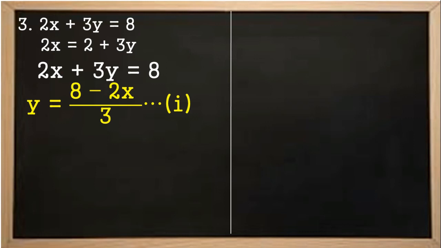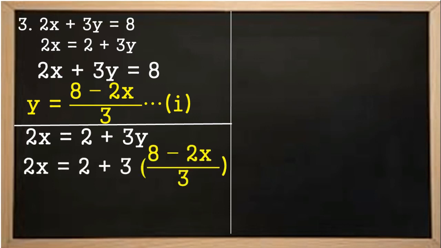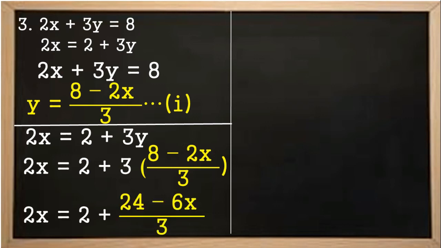What did we do? We considered equation 1 and the first equation is equated to the variable y. Now what is the second step? Consider the other equation, in this case equation 2: 2x is equal to 2 plus 3y. Substitute the value of y as 8 minus 2x by 3. Now find out the product, children. 2x is equal to 2 plus 3 8s are 24 minus 3 2s are 6x, whole divided by 3.